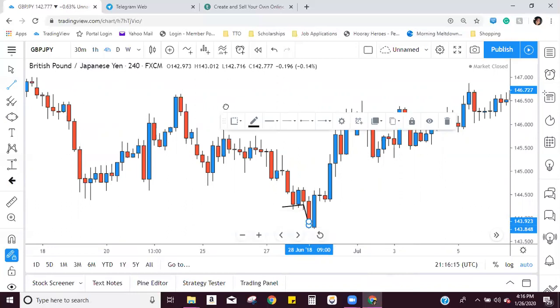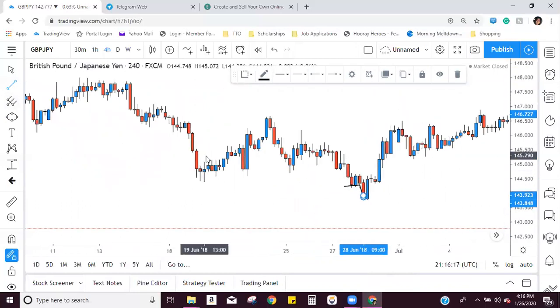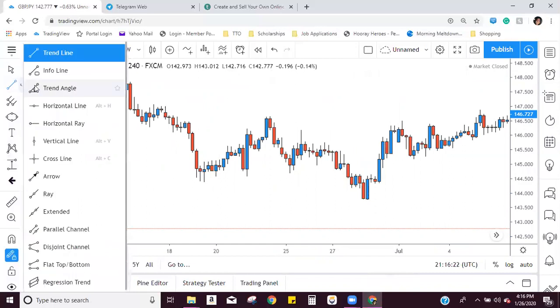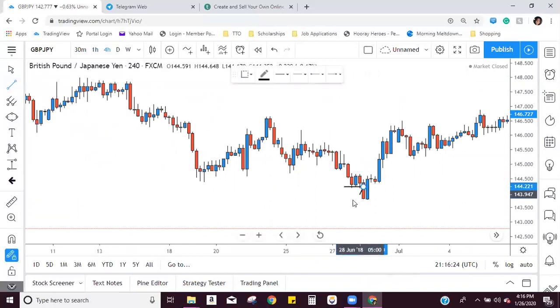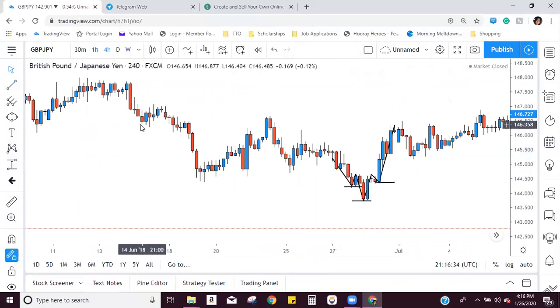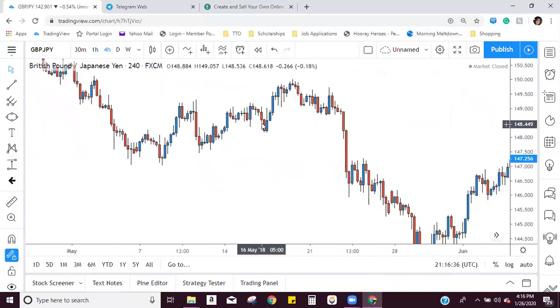So hold on, guys. Sorry. Left, head, right shoulder. Massive push towards the top side, buy.